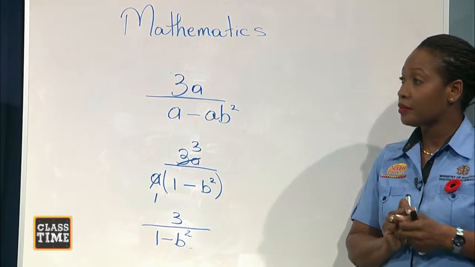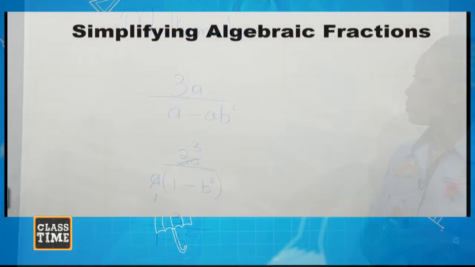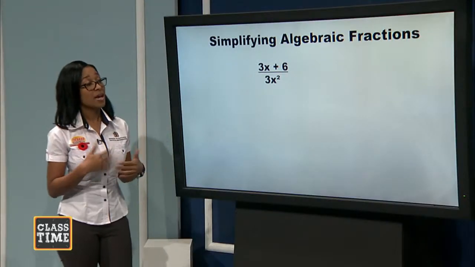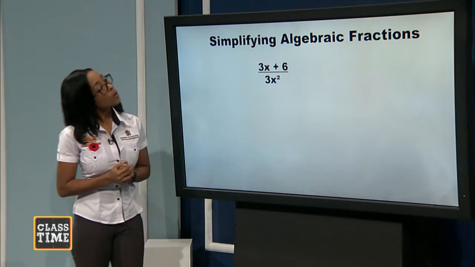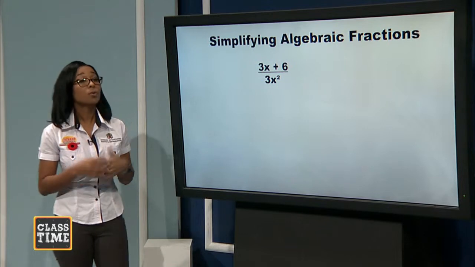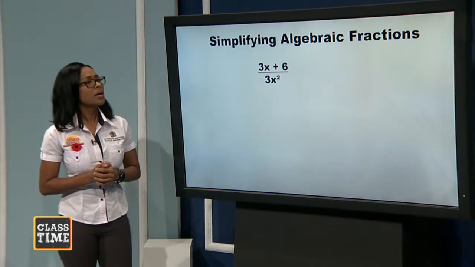But let's take a look at one more just to ensure that we're following. So we have 3x plus 6 all divided by 3x squared. Now, based on what we would have been doing earlier, we know that we would have to look at our numerator and denominator, recognize if there's an expression, and then do our simplification by finding the highest common factor. So if we look at our numerator, we know that our highest common factor would be 3. Do you think I'm correct, Tamika? Yes, you are definitely correct.